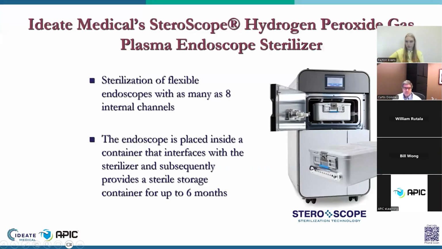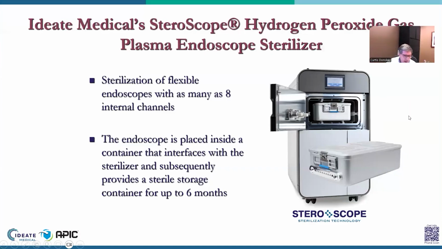So I will be presenting our data on an evaluation of a new technology for terminal sterilization of flexible endoscopes using hydrogen peroxide gas plasma. So this is the Ideate Medical's Steriscope, hydrogen peroxide gas plasma endoscope sterilizer. It provides sterilization of flexible endoscopes with as many as 8 internal channels. The endoscope is placed inside a container that interfaces with the sterilizer and with the endoscope, and it subsequently provides a sterile storage container for up to 6 months.